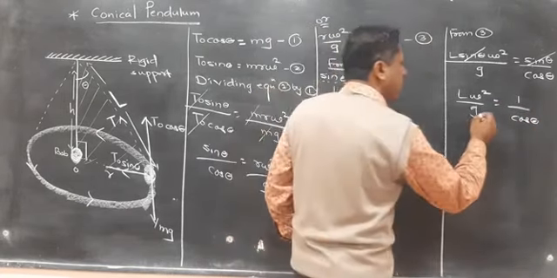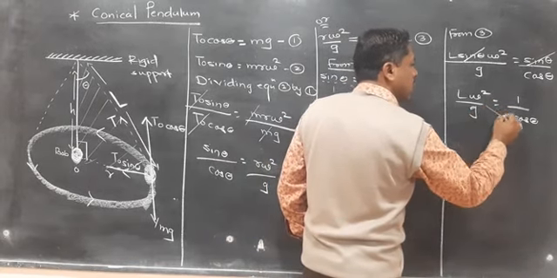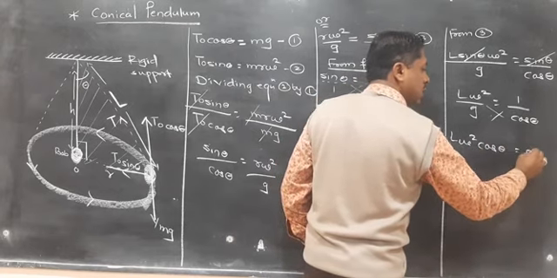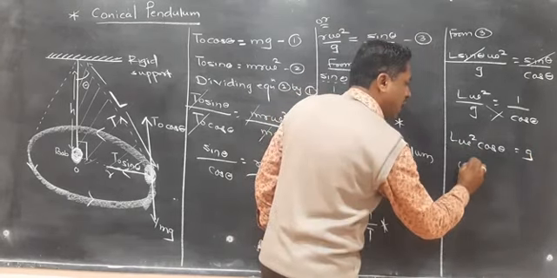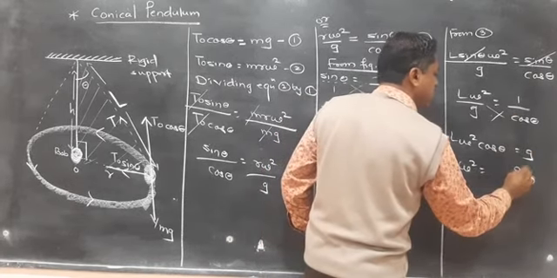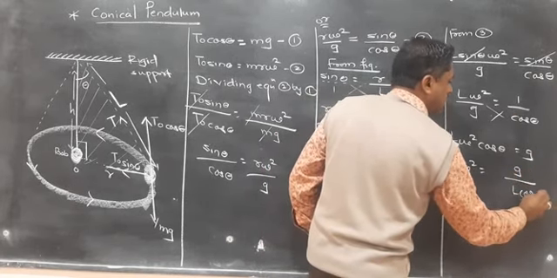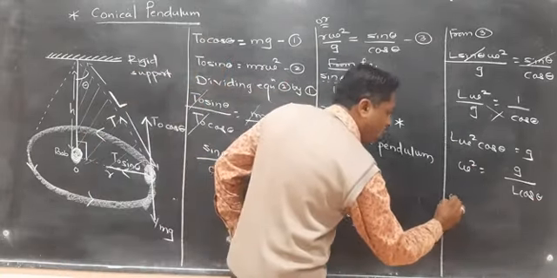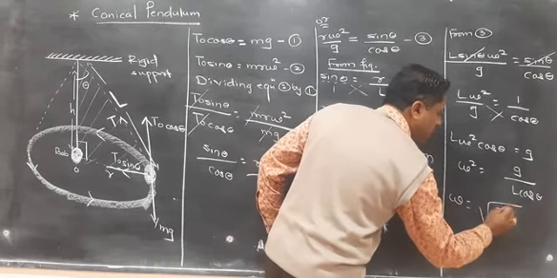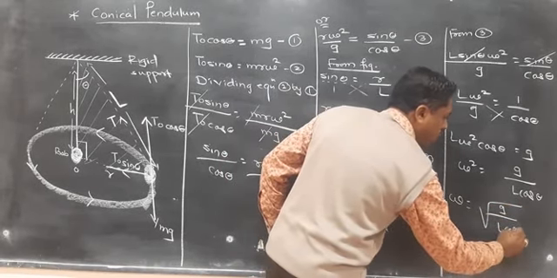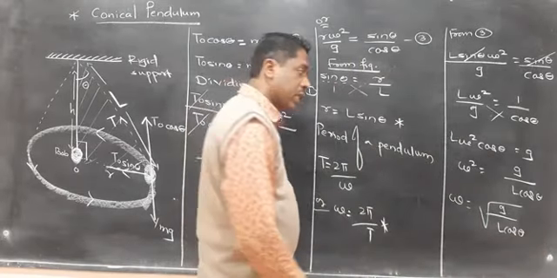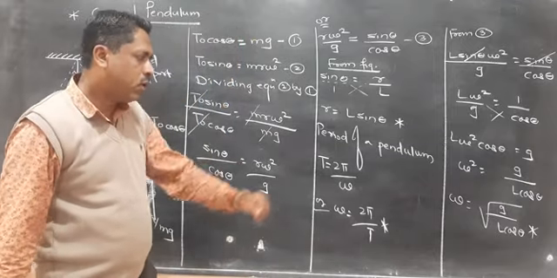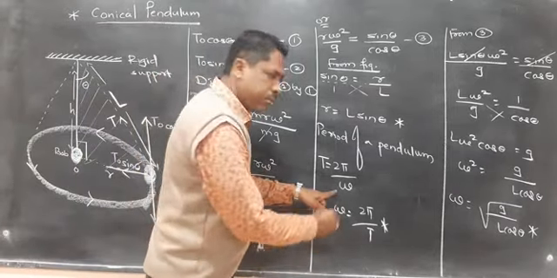Or by taking cross product, L omega square cos theta is equal to g, or omega square is equal to g upon L cos theta. Omega square is equal to g upon L cos theta, or omega is equal to under root g upon L cos theta. Another important point, star point, we have got the value of omega.